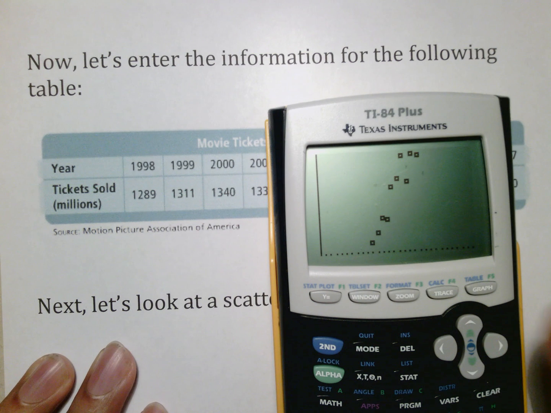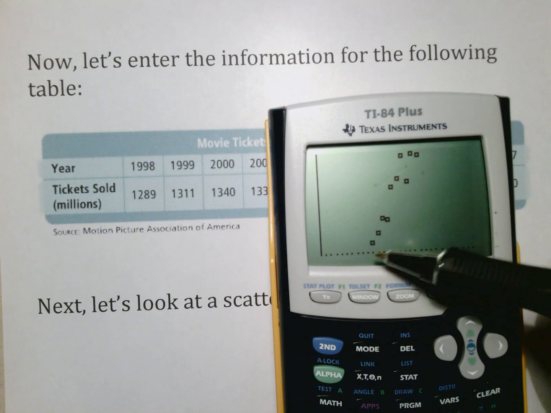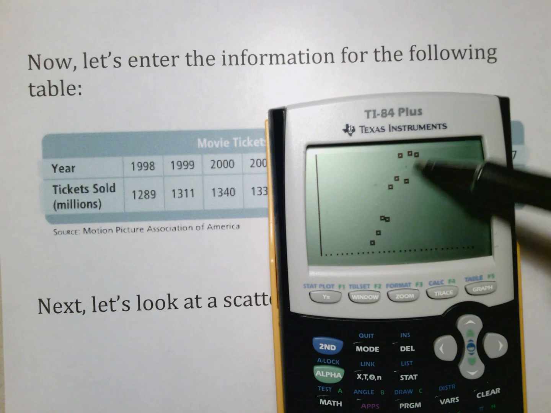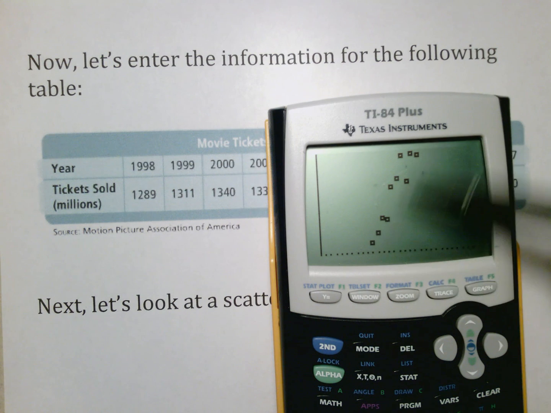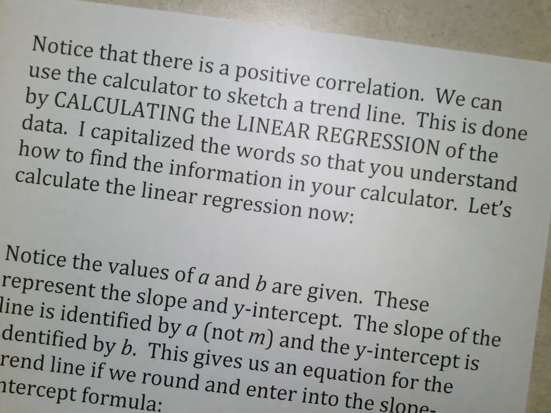That is the general idea. And if you were going to sketch a trend line, it would go something like this. Of course, ours isn't going to be perfect, but if that was your graph, you would just have it go somewhere through the middle of the data like it does right there. As it says here, notice it is a positive correlation.